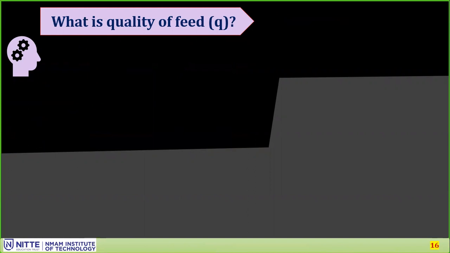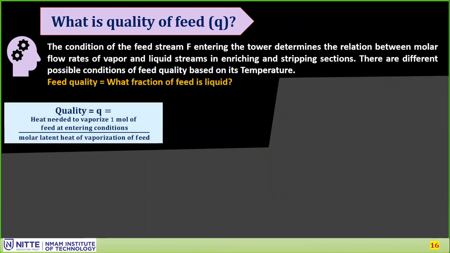Right? We have taken q equal to 0.5 in the problem. What is that? How do we analyze it? So q is the condition of the feed stream F entering the tower. It determines the relationship between the molar flow rate of vapor and liquid stream, how much vapor and how much liquid in the feed, in the enriching and stripping section.